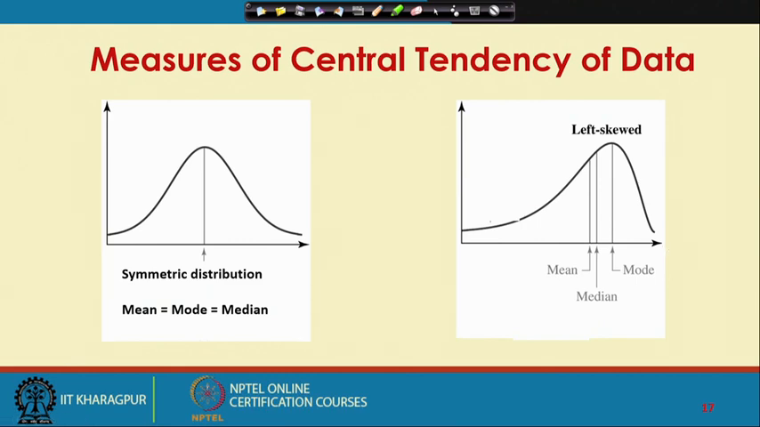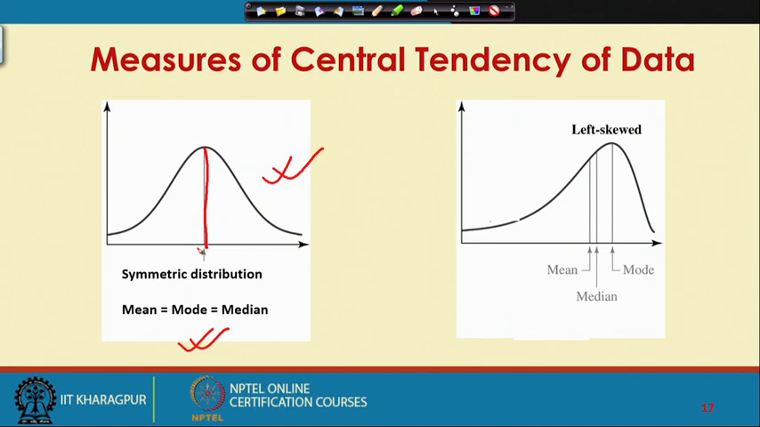If you have a symmetric distribution like this, your mean, mode and median will all be the same, because if you have a symmetric distribution, this is mean, this is mode as well, and this is median as well.